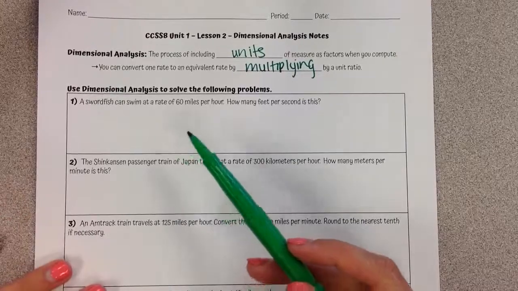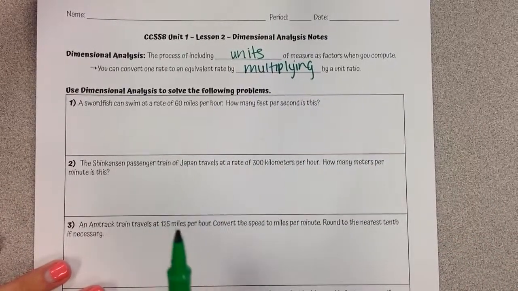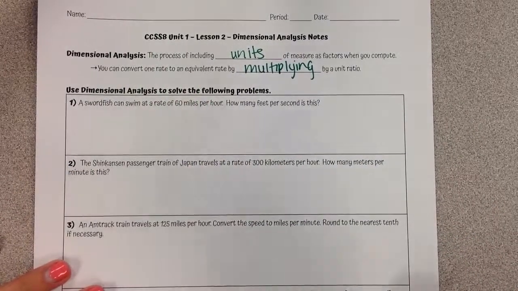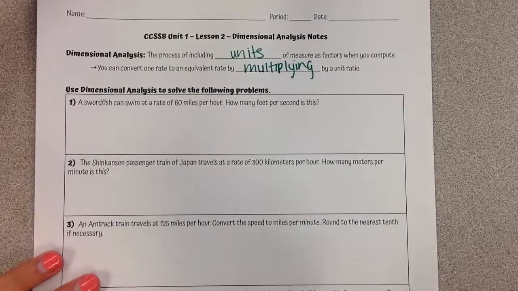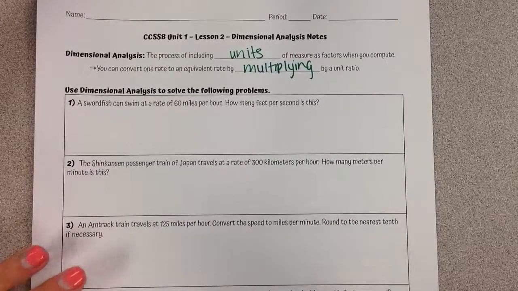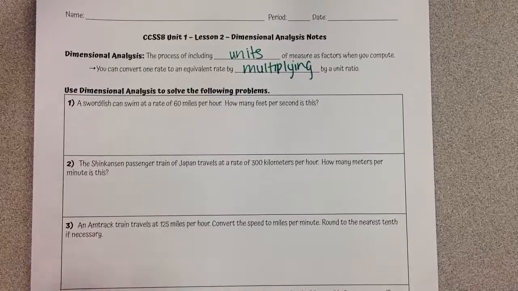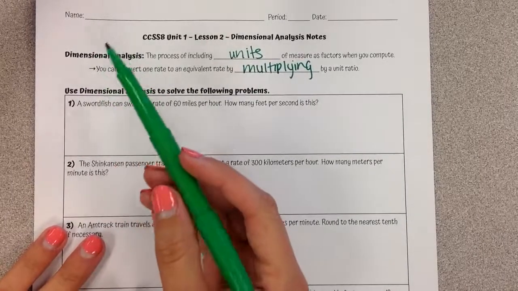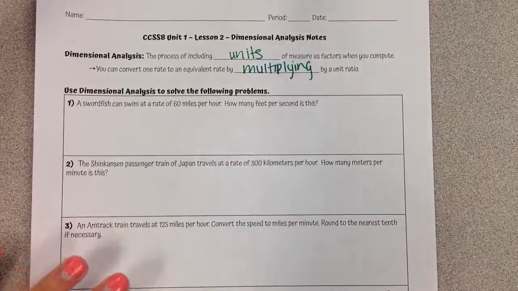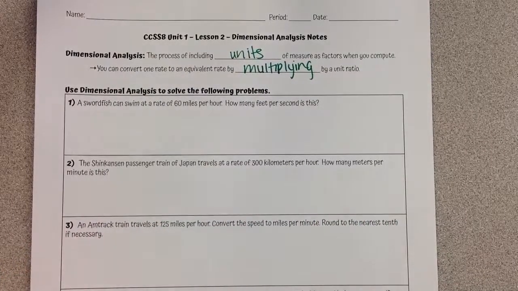This isn't just converting inches to feet; it's converting when you have 2 units to another 2 units. So like feet per second to miles per hour. So you have to convert both of them. There are different routes to going about this, but what we are specifically focusing on is using dimensional analysis. So let's look at number 1.